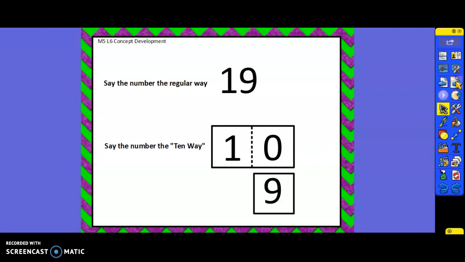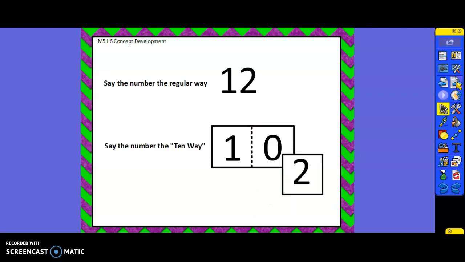19, 10, 9. 12, 10, 2. 16, 10, 6. 11, 10, 1. 15, 10, 5. 13, 10, 3. Yes, remember when we write 13, we push that 3 up, we hide that 0. So this is how we write 13, but this is how we say it the Say 10 way. 17, 10, 7.